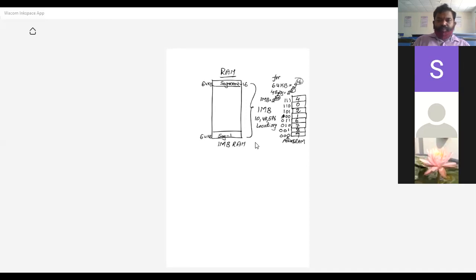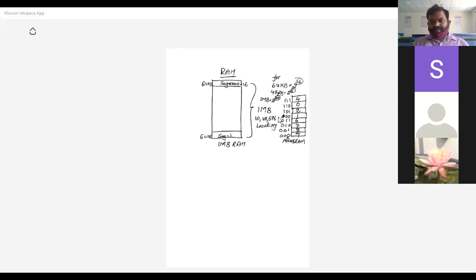Sir, how did you get 2 power 16 for 64 KB? Can you explain that? 2 power 16 means what? 2 square means 4, sir. 4 bytes of 4 digits combination comes address representation.